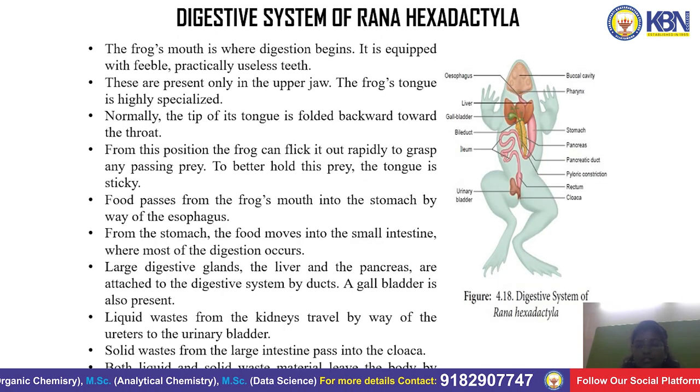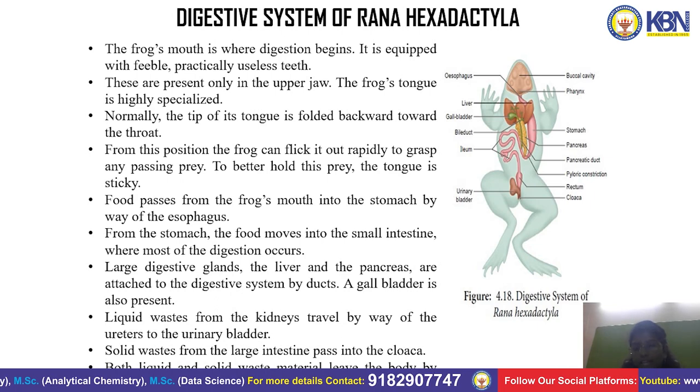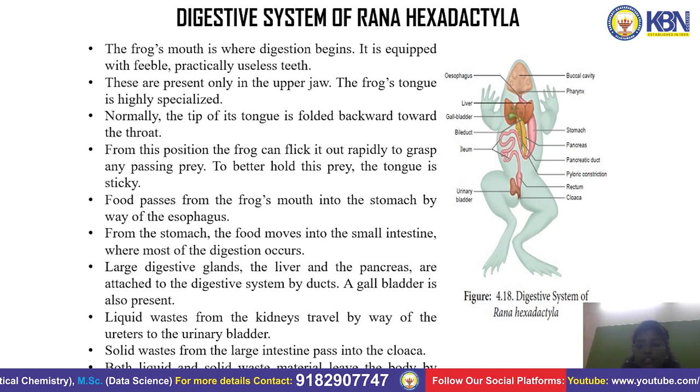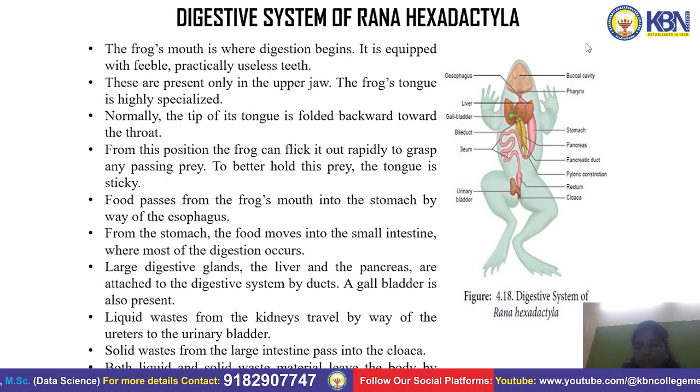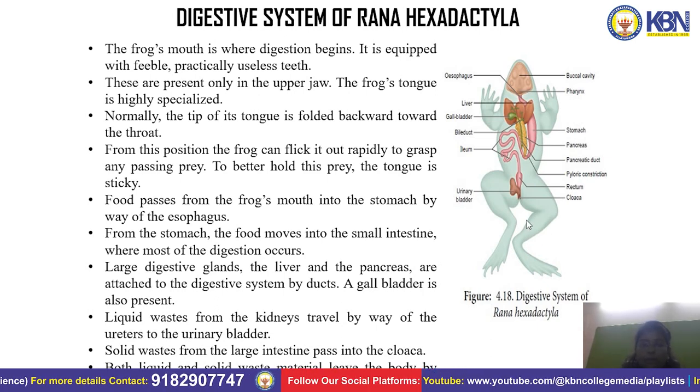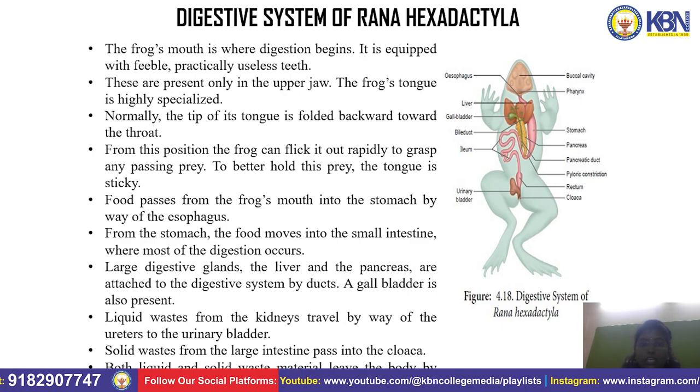Next, the digestive system of Rana hexadactyla. This is the diagram of the digestive system of a frog. The frog's mouth is where digestion begins. It is equipped with feeble, practically useless teeth. These are present only in the upper jaw.